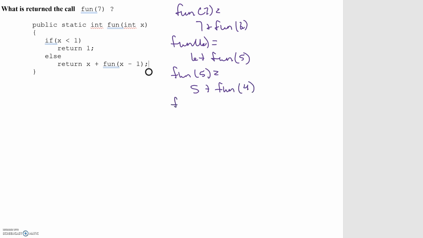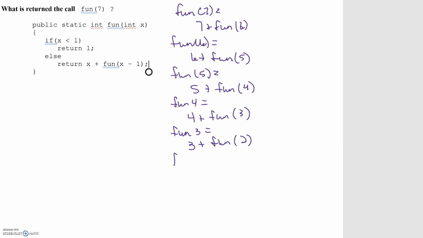Well, now I need to solve for fun 4. So x is now 4. My if is still false, so I come down to my else. I'm going to return 4 plus fun, 4 minus 1 is 3. Well, now I have to solve for fun 3. So my x is now 3. My if is still false because 3 is not less than 1. So I'll come to my else, and I'm going to return 3 plus fun, 3 minus 1 is 2.